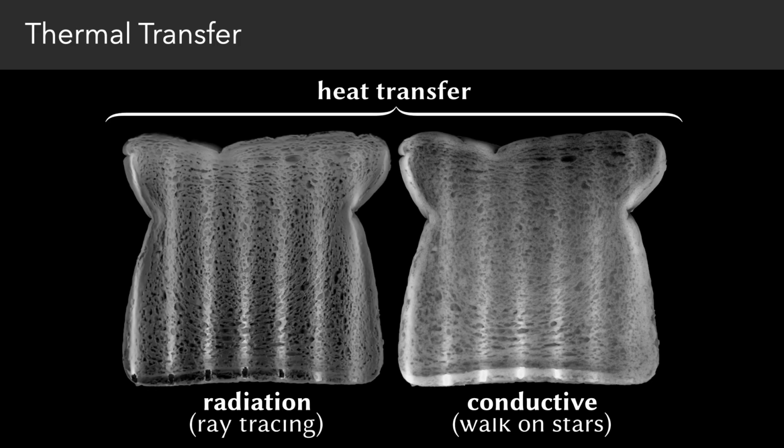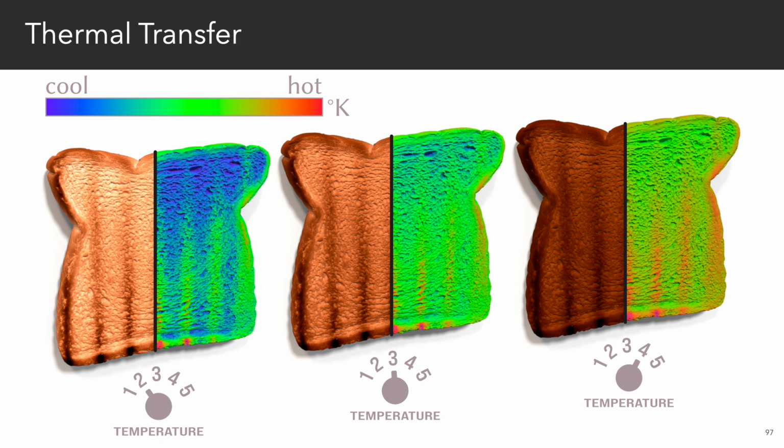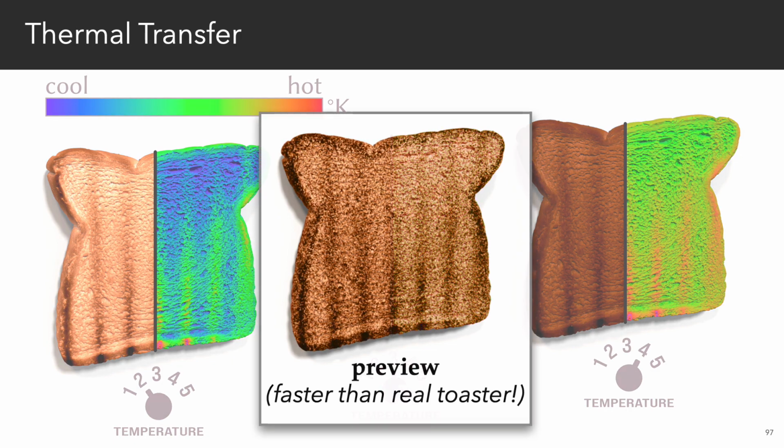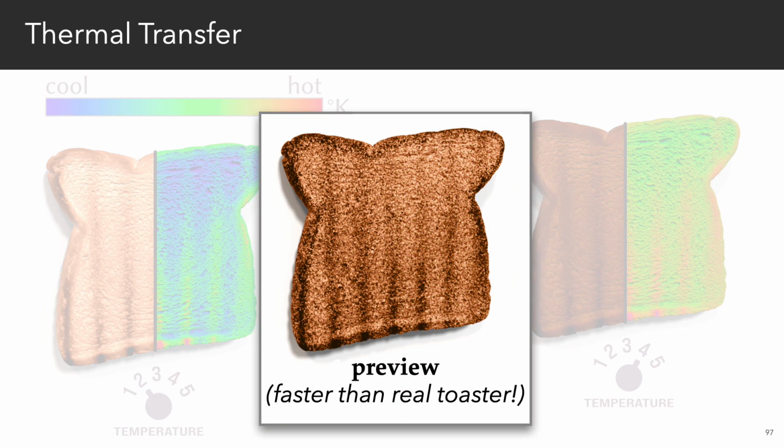So the first thing you notice right away is that the conductive heat transfer that you get from walk-on stars is actually very different from the radiative heat transfer you get from ray tracing. So if we want to make accurate predictions involving thermal transfer, then we really need good solvers for these second order equations. We can use our solver to simulate how bread will brown under different conditions, and in fact you can do this faster than it takes to toast a real piece of bread.